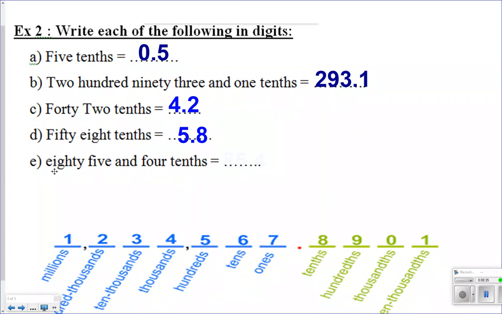Question E, 85 and 4/10. 85 is the whole part, so I write 85. And the decimal part I have here is 4/10. The answer will be 85.4.